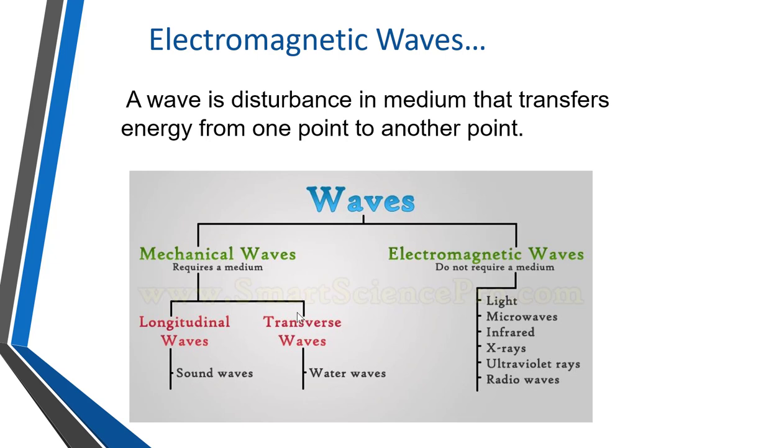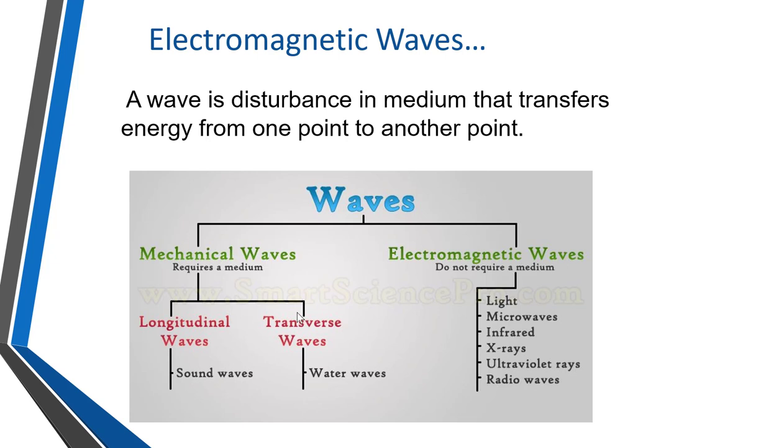Now mechanical waves are again differentiated into two parts, that is longitudinal wave and transverse wave. In a longitudinal wave, both particle movement and wave movement are in the same direction. But in the case of transverse waves, the particle movement and the wave movement are perpendicular to each other. Right? So in sound waves, particles are moving in the horizontal direction and the wave is moving in the same direction. So it is known as a longitudinal wave.